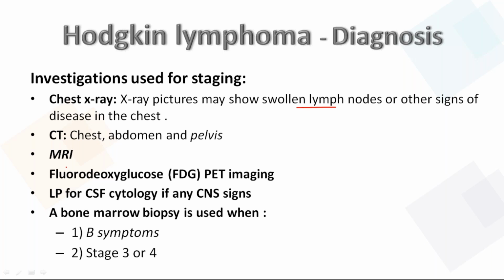MRI can be used whenever there is soft tissue involvement, especially in stage 4. There is positron emission tomography, a special type using fluorodeoxyglucose, called FDG PET, which is very diagnostic for categorization. You may have to do a lumbar puncture for CSF cytology if CNS involvement is suspected, only in those cases. And bone marrow biopsy: when B symptoms are there, always go for bone marrow, and especially in stage 3 and 4, bone marrow biopsy is indicated. These are the investigations advised.